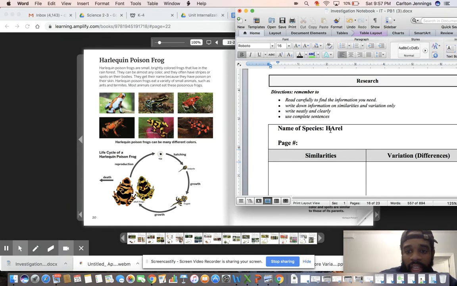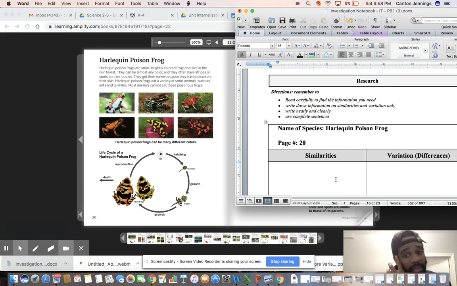You don't need to write everything that is on this paper because obviously you don't have the actual paper. But you're just going to put Harlequin poison frog on your paper, and we're going to be looking for two similarities and two differences. If you send me this in, I will also give you extra credit in your science grade. So if you send me a picture of one of the different organisms that you looked at, then I'll be able to give you some extra points, which will be awesome.